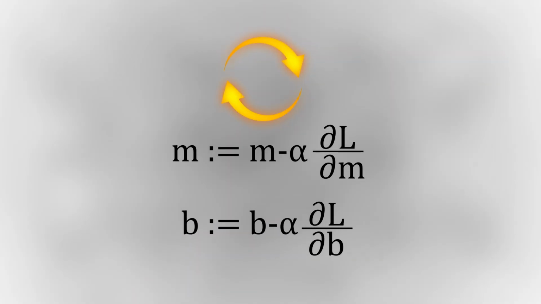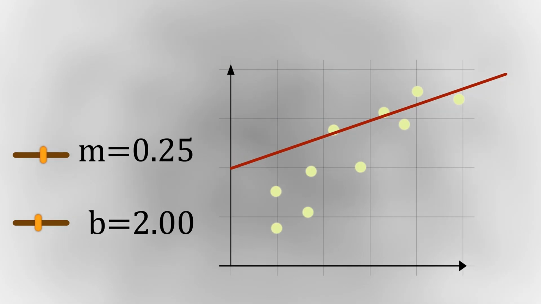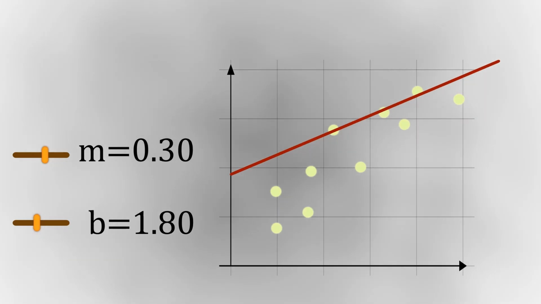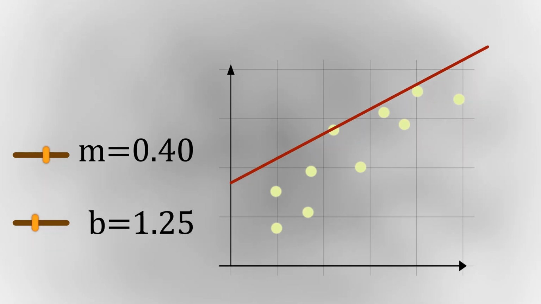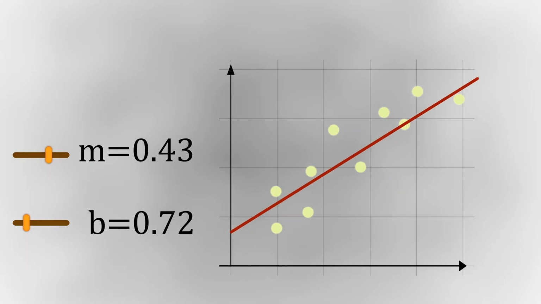The magic happens when you repeat this process over and over again. With each iteration, you're refining your parameters, adjusting your line, and getting closer to the optimal solution. It's a gradual process, but eventually, you'll find the line that gives you the best predictions. And that's when the model starts to shine.